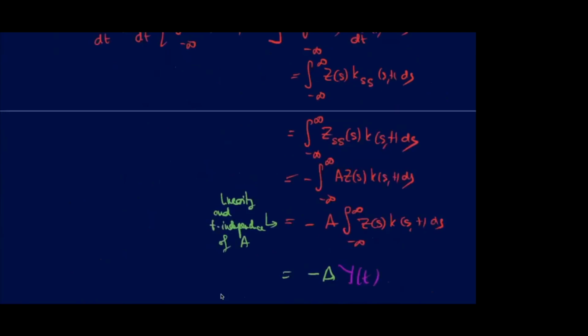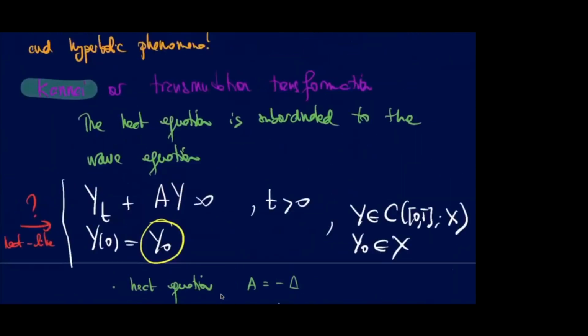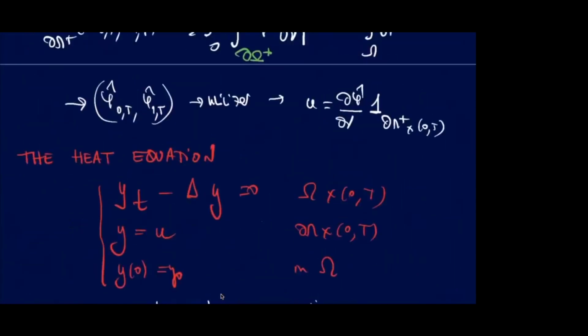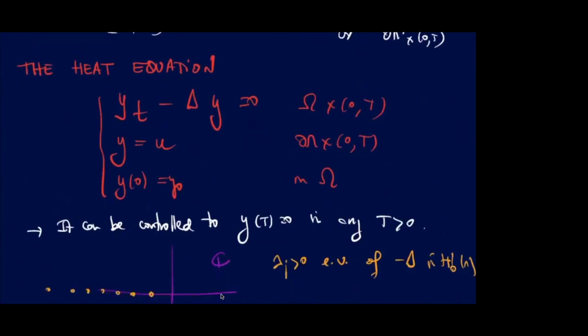So this is the Kannai transform. This shows the subordination of the heat equation to the wave equation. As I said, this can be used in different contexts, in semigroup theory, numerical analysis, in mathematical physics, for solving inverse problems as well.